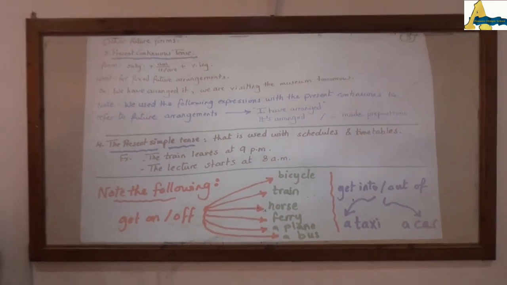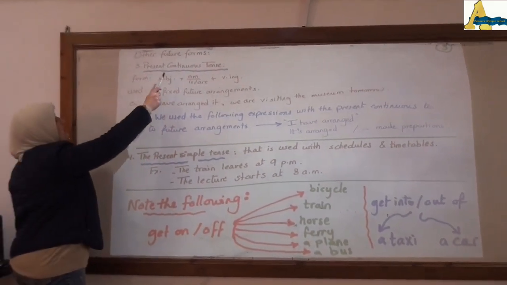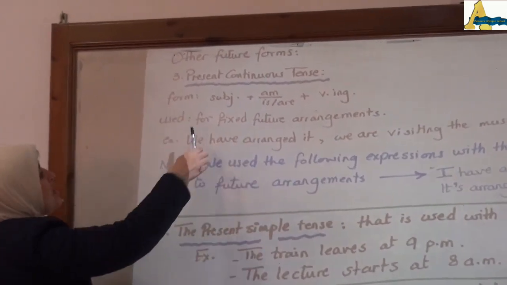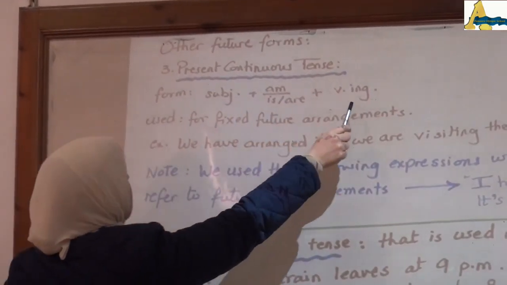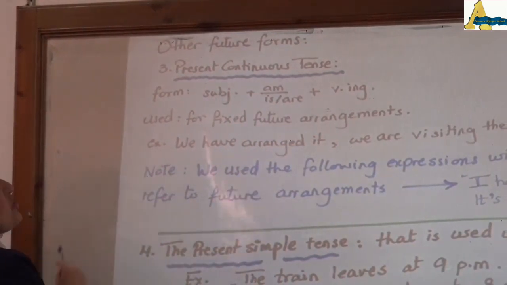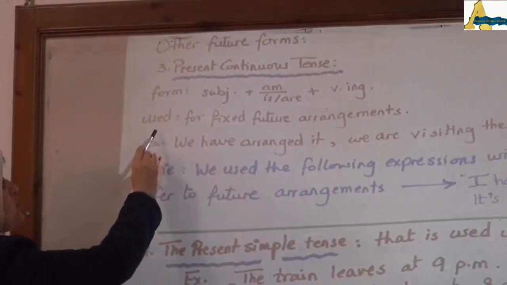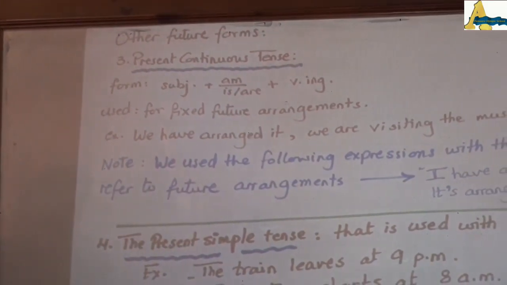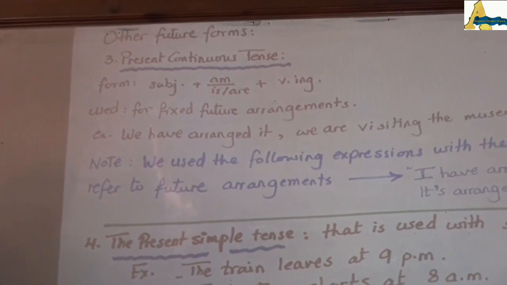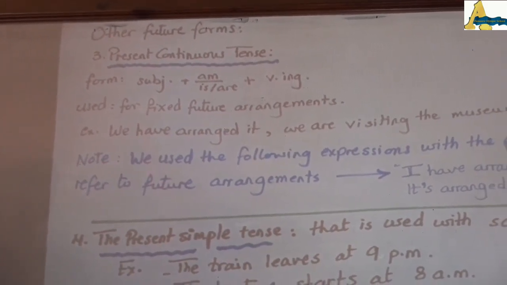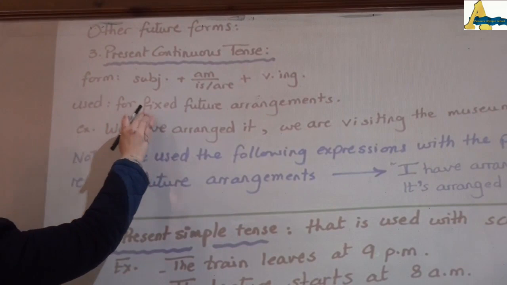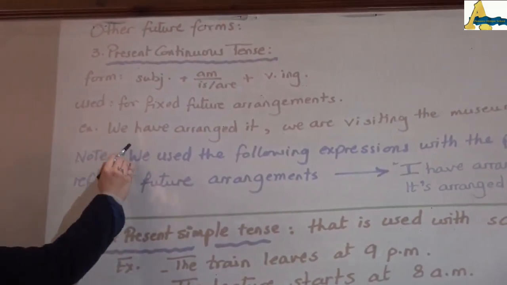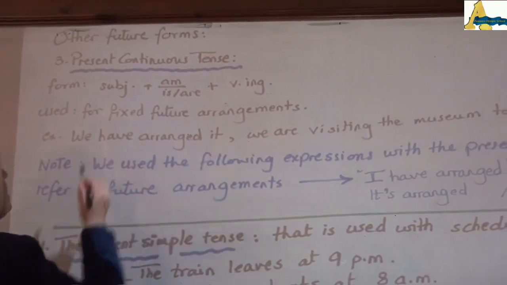Other future forms, as we said, we have the present continuous tense, the kind of structure that we all know, subject, am, is, or are, plus verb, plus ing. And we have to know that it's also used for fixed future arrangements. So it's talking about the actions being done at the moment of speaking, but here we refer back to them for fixed future arrangements. We have arranged it. Remember, we can just refer back to them by saying it's arranged.